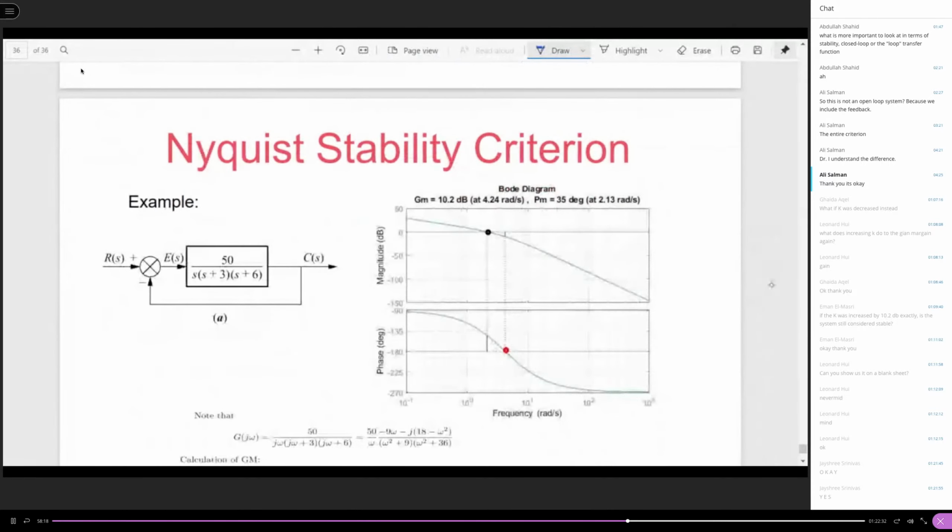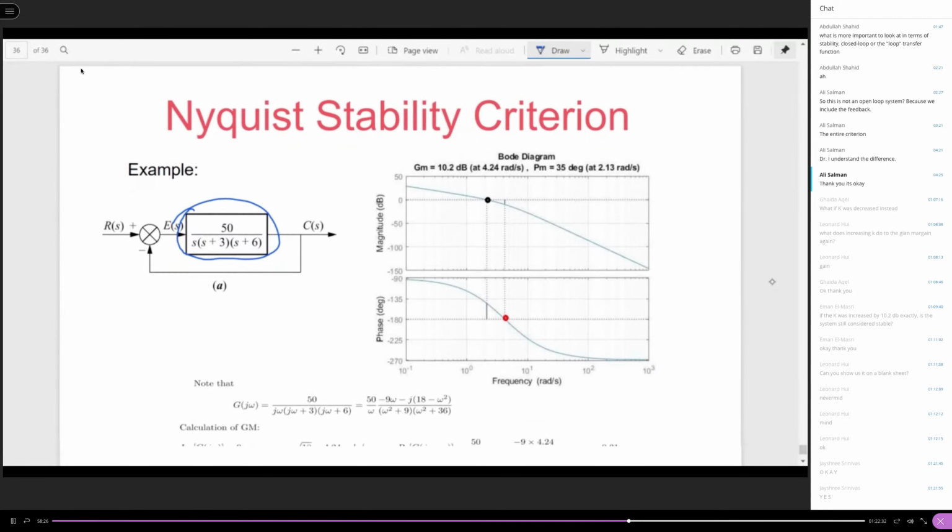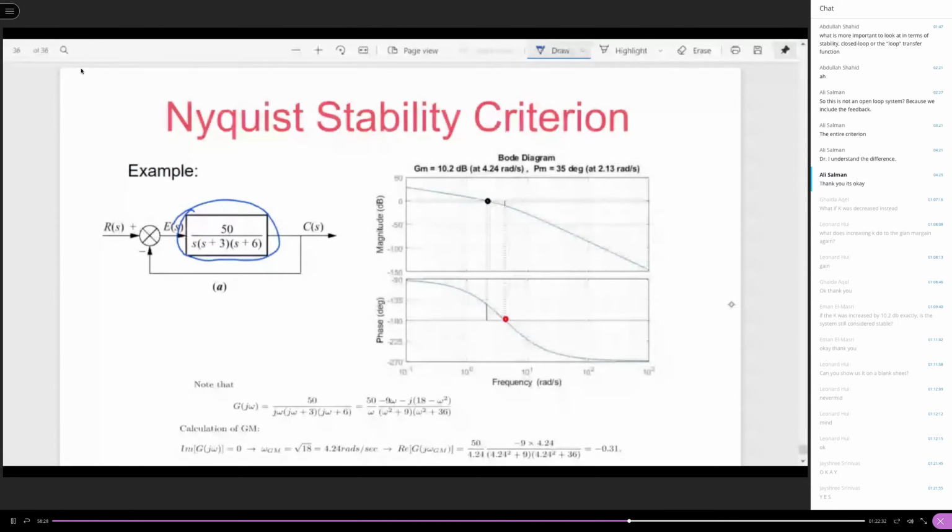Okay, now what about the Bode plot? I'm going to draw the Bode plot of this system. Once you understand the correspondence between the Bode plot and the Nyquist plot, the Bode plot can actually be much easier. If you draw the Bode plot, this is the magnitude plot, and this is the phase plot.